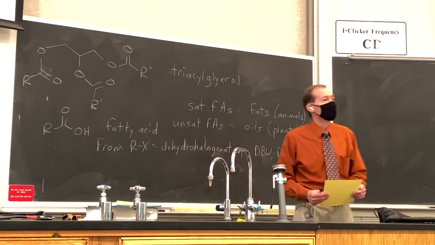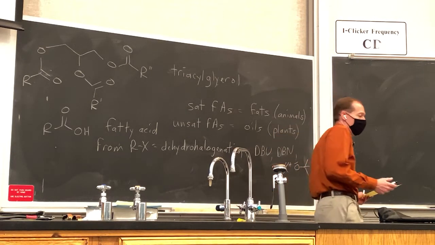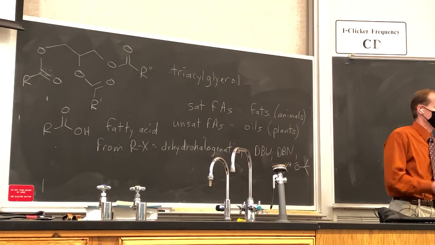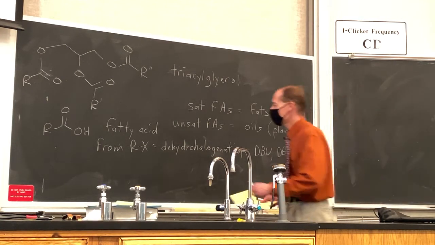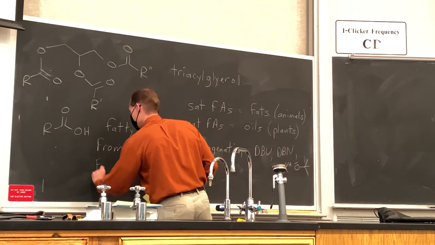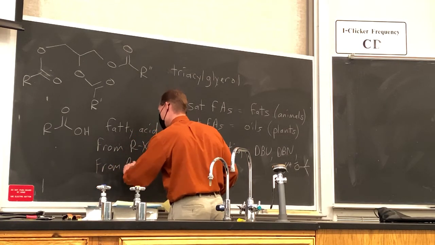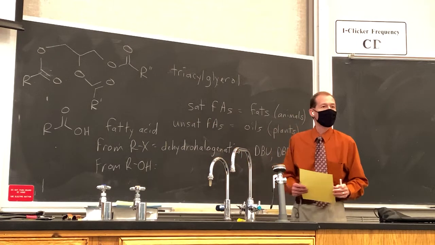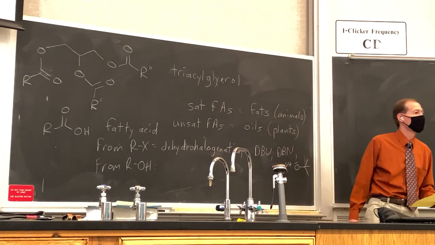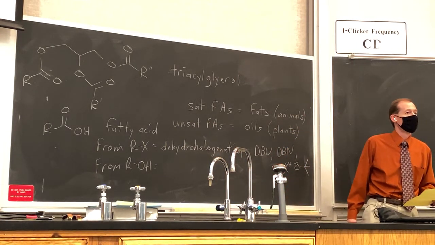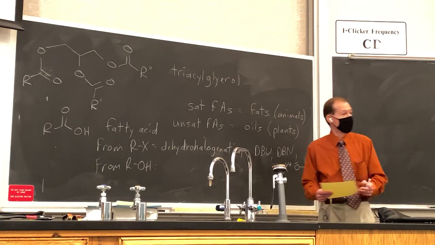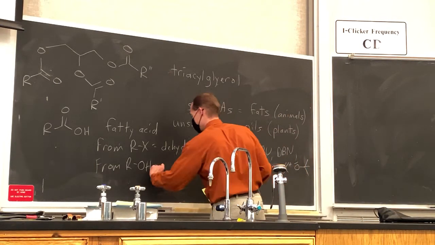Okay, can we make alkenes from compounds other than alkyl halides? What else could we use? Alcohols, okay. So what kind of reaction would we use to convert an alcohol to an alkene? Okay, it's also an elimination reaction, and it's called a dehydration, correct? Okay.